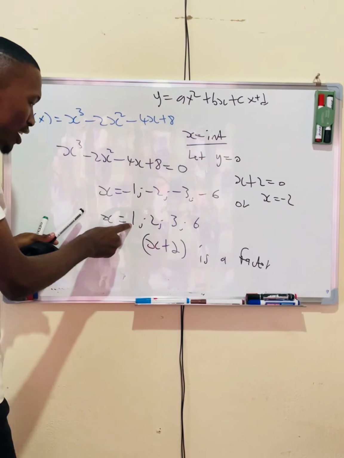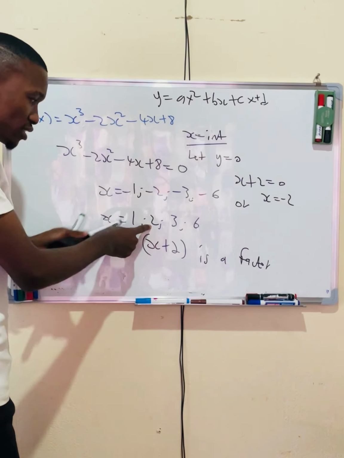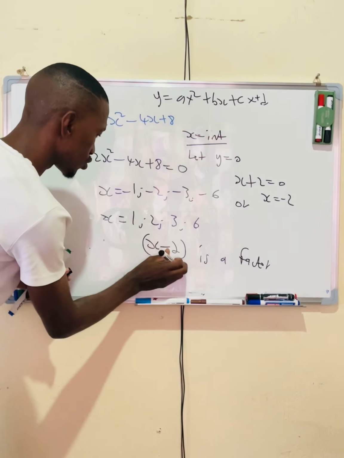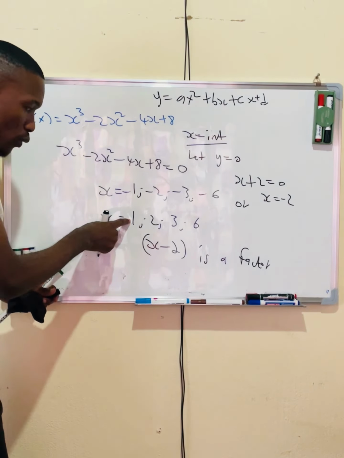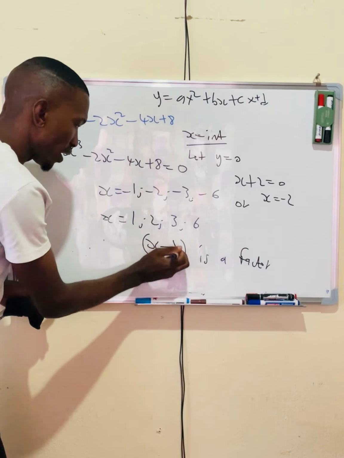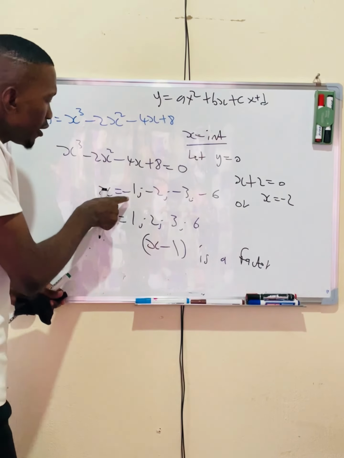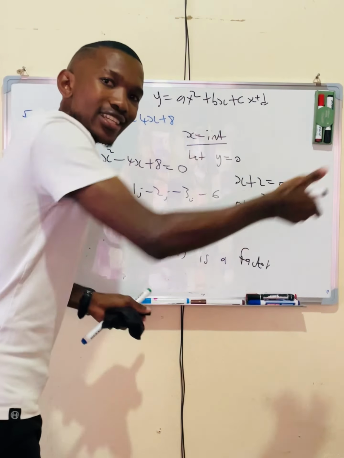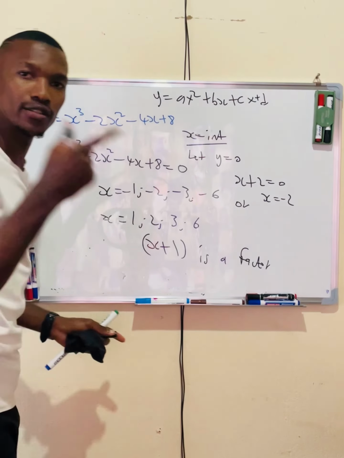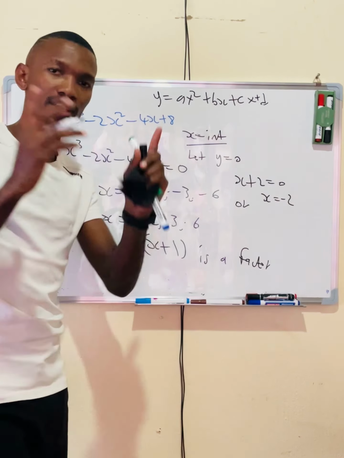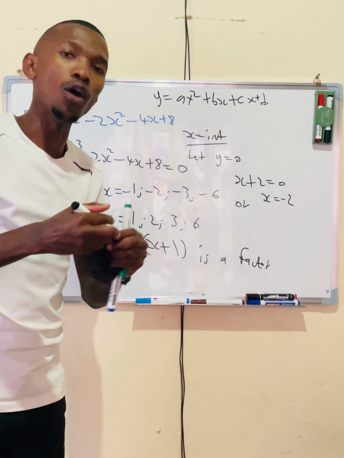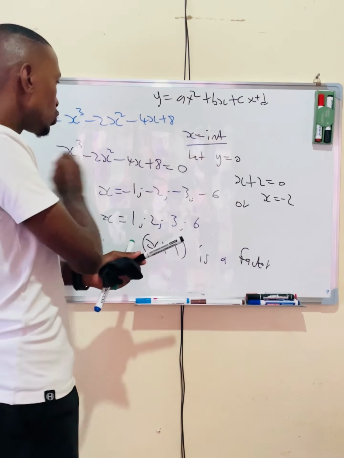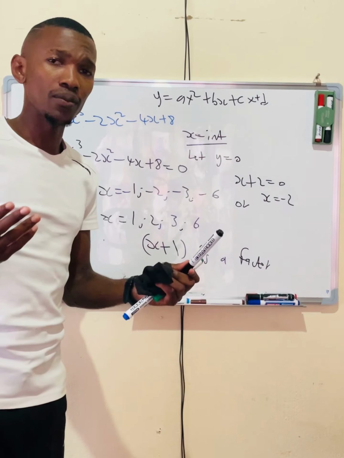So if positive 2 was the factor, I was going to say x minus 2. If positive 1 was a factor, I was going to say x minus 1 is a factor. If -1 was a factor, I was going to say x plus 1, because when you are equating it to 0, it gives you that certain value that you chose, the value that actually gave you 0 when you were substituting into your equation.